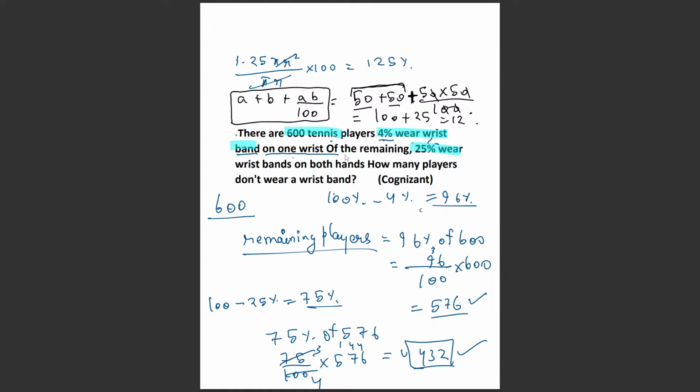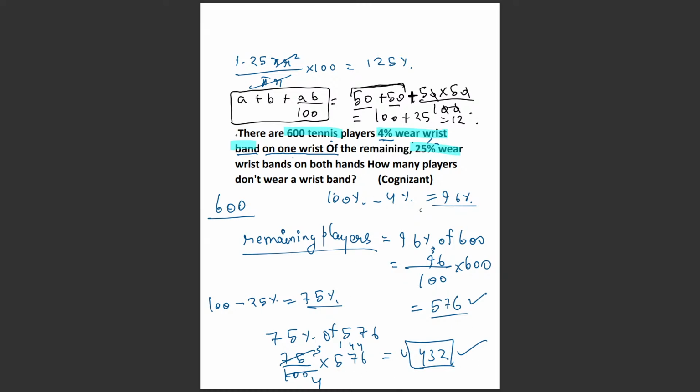Again they are saying that of the remaining 25%, they wear the rest went on both the hand. So now from 25%, those who wear, and those who don't wear is 75%. From 100 we can subtract. So 75% of the 576 we have subtracted like this. 432 is the answer. That is the overall part that we discussed yesterday.